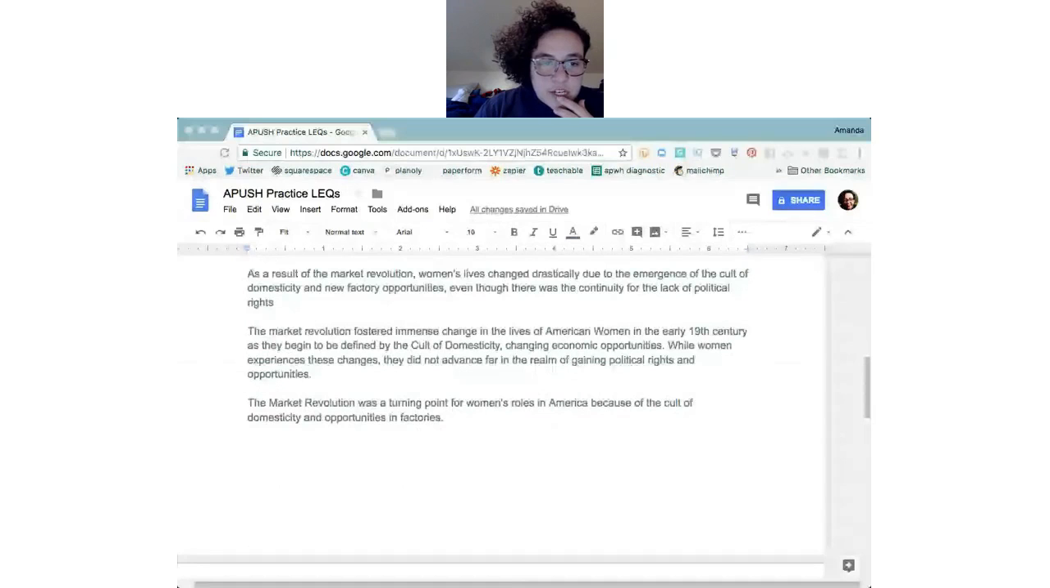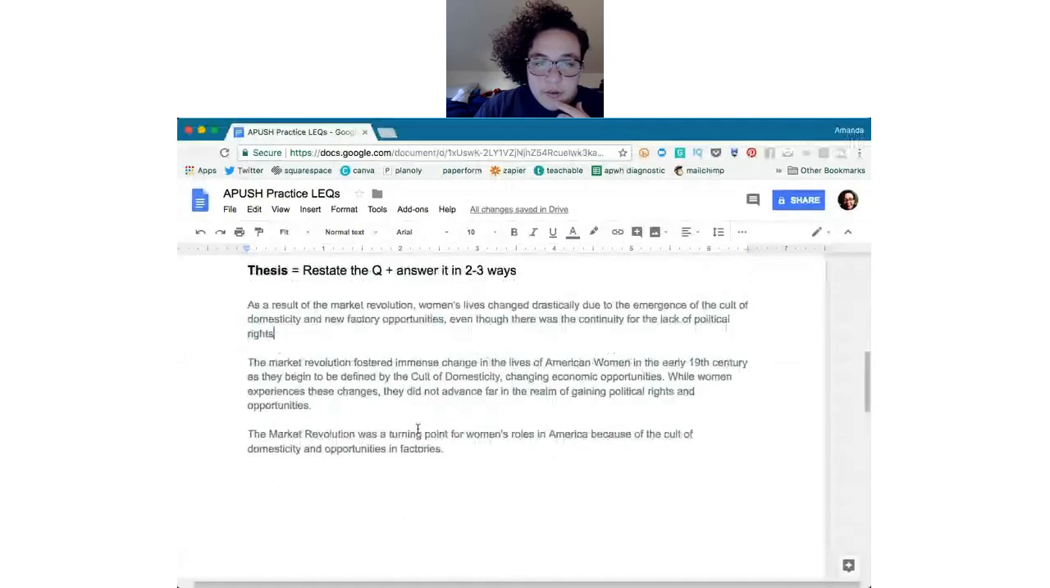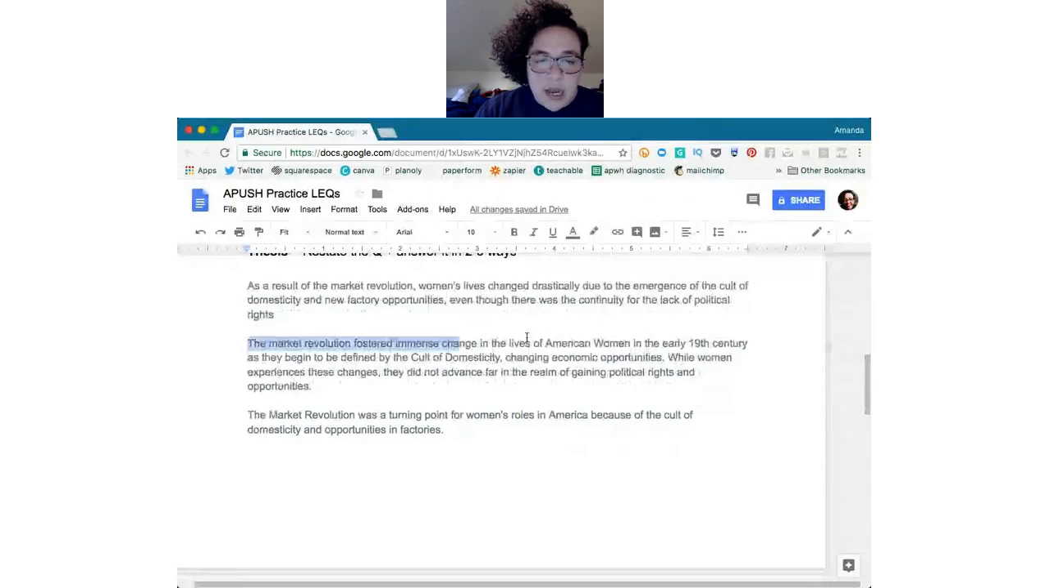The market revolution fostered immense change in the lives of American women in the early 19th century as they begin to be defined by the cult of domesticity, changing economic opportunities. While women experienced these changes, they did not advance far in the realm of gaining political rights and opportunities. I really like the way that this one is set up. It's very clear that you, in this first sentence, are going to argue that a lot changed. But then it gets a little bit confusing in this last sentence.